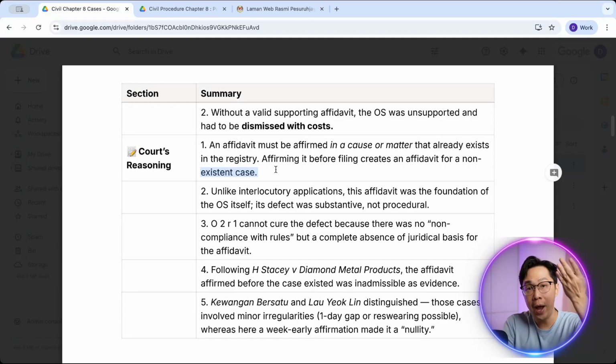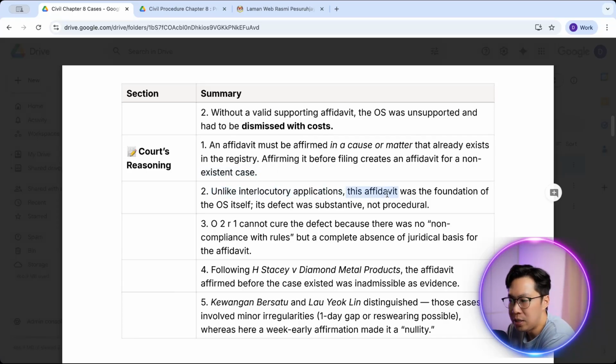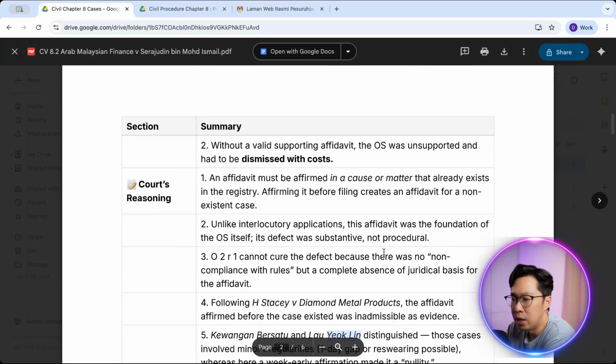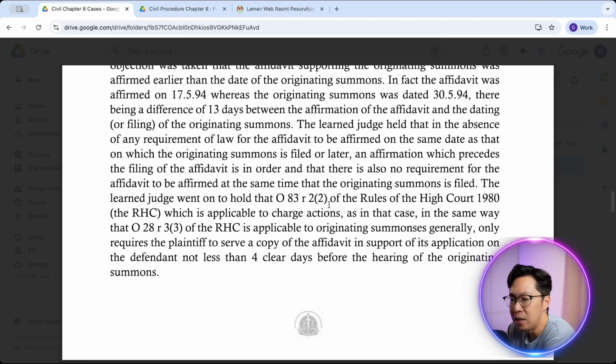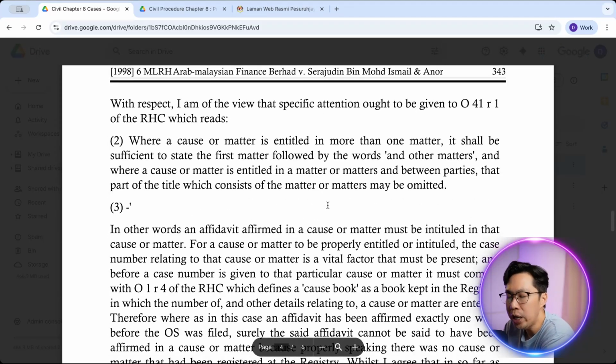So this is your reasoning. You should have the OS, then only the affidavit. If attached together, then it's valid. Now if you have an affidavit with nothing to attach to, then the affidavit is invalid. Unlike an interlocutory application, this affidavit is the foundation of the OS. Its defect was substantive, not procedural. Order 2, Rule 1 cannot cure it. So I want you to know the facts. If you can read the case, I want you to know what happened in the facts. It was affirmed a week before.